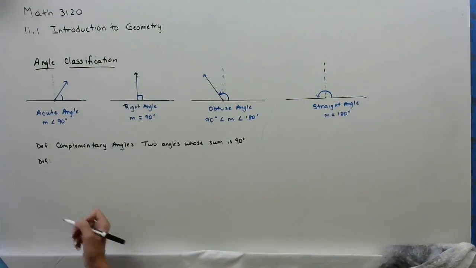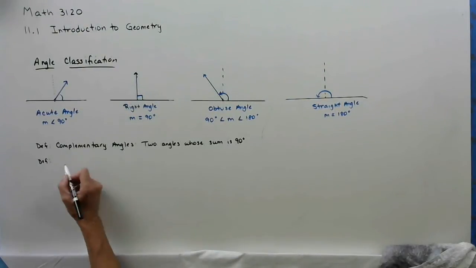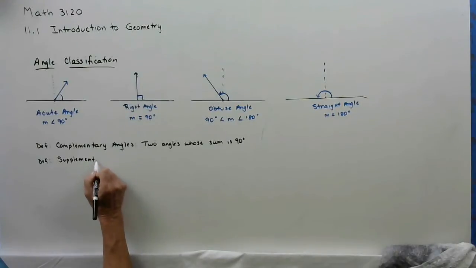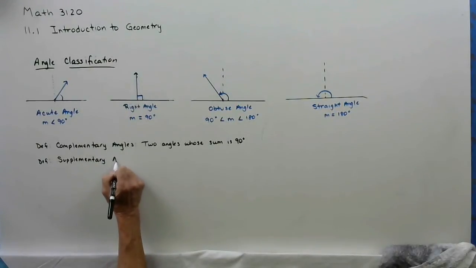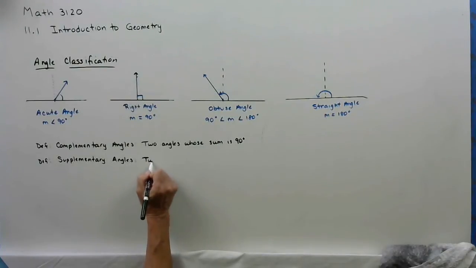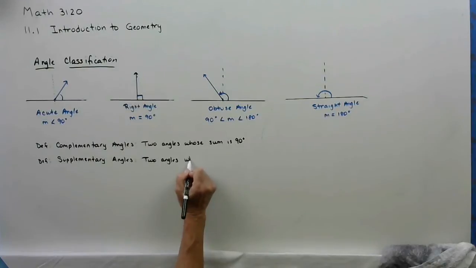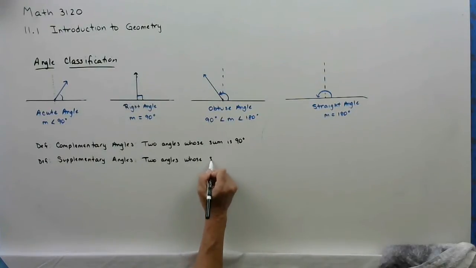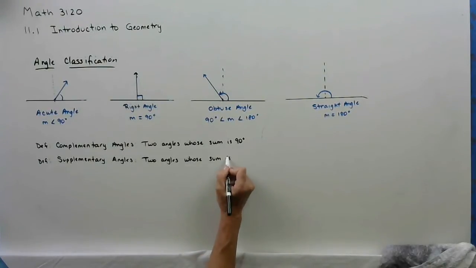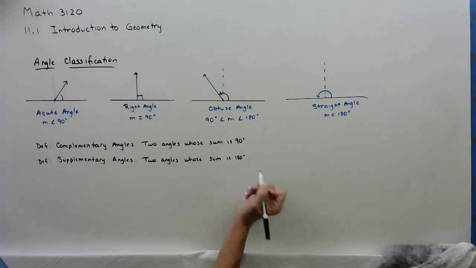And I bet some of you remember what you call them when you add them together and you get 180. Those are called supplementary angles. So this is two angles whose sum is exactly 180.